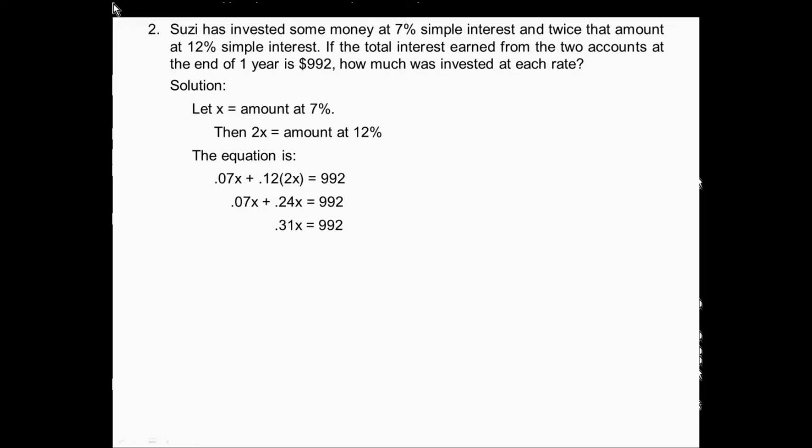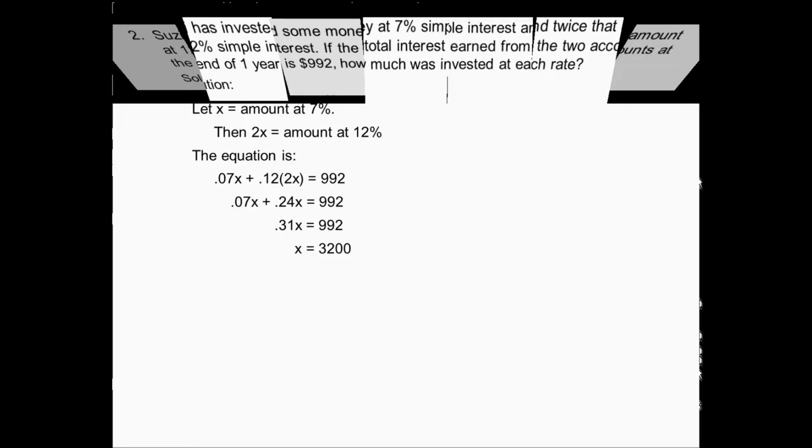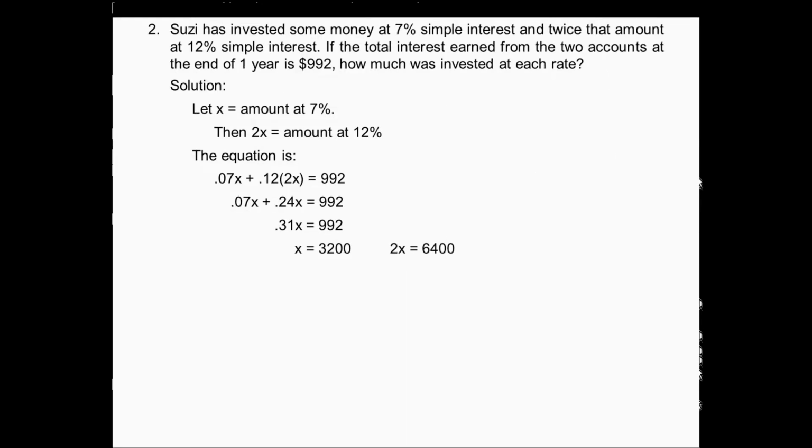Now again, if you're not really swift with decimals, just take out your calculator and add up the decimals. Okay, divide by 0.31. So x will be 3,200. So she's invested 3,200 at 7%. Okay, twice that amount. 2 times 3,200, I get 6,400. And that's at 12%. So $3,200 at 7%, $6,400 at 12%.